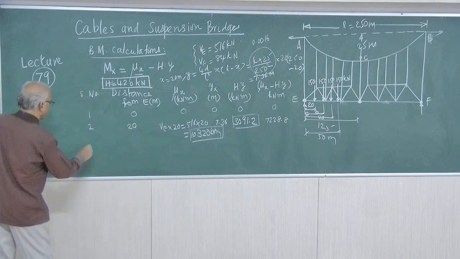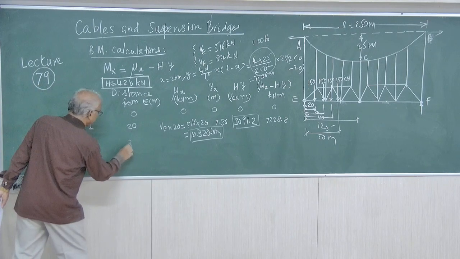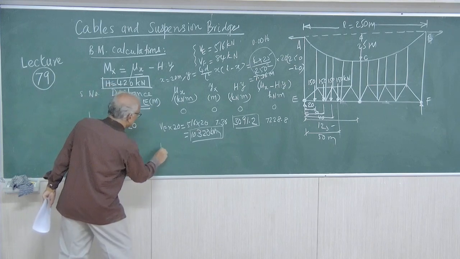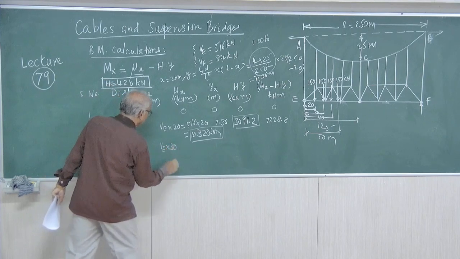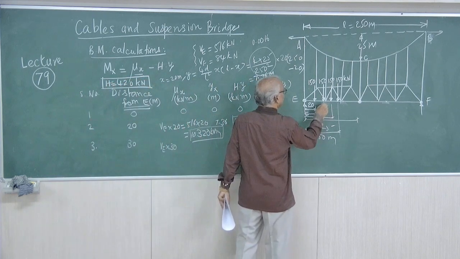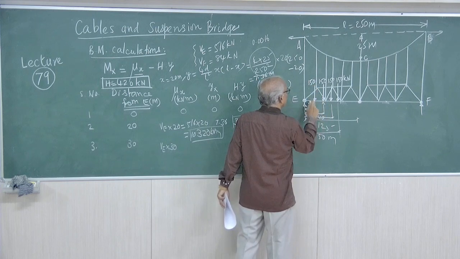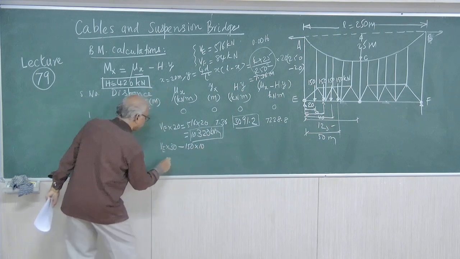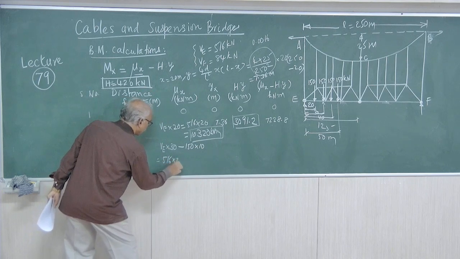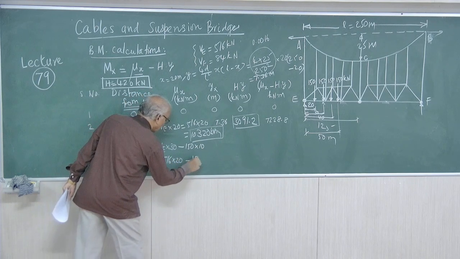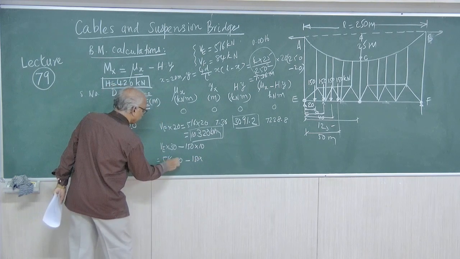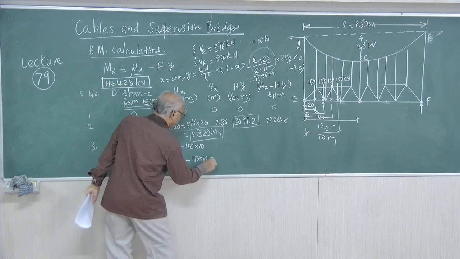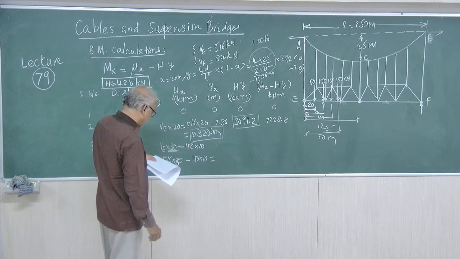Similarly, the third point, 30 meters. At 30 meters from E, it is VE into 30 minus 150 into 10, equal to 516 into 30 minus 150 into 10. This value is equal to 13,980.